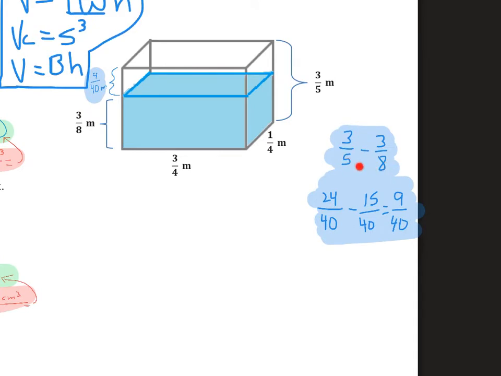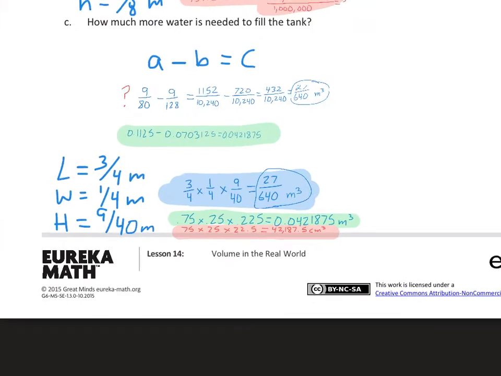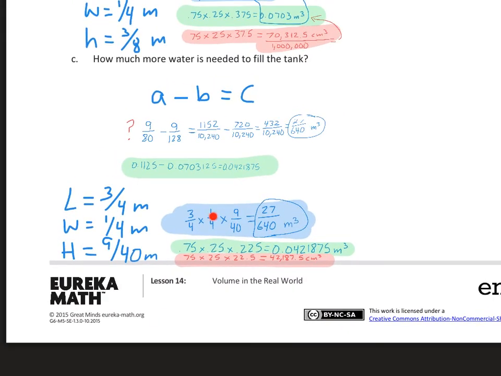You can't subtract these because they're not like denominators. So I made them both 40s by multiplying them together. It is the lowest common multiple of 5 and 8. That would be 3 times 8, which is 24, and 3 times 5, which is 15, and then 24 minus 15 is 9, and that's 9/40. So that's the height. So now we can just do our length times our width times this height, and we will get this space, which is what I got there at the bottom.